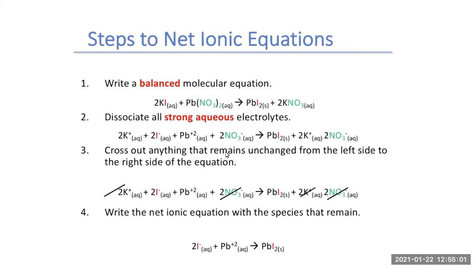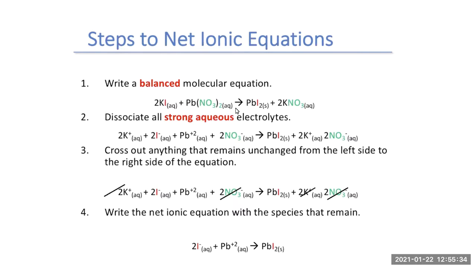Then you cross out the spectator ions, cross out the ones that are the exact same on both sides. Once you cross out the ones that are the exact same on both sides, write whatever is left over. That's how you write the net ionic equation. This way we can tell what actually is reacting together. And so now you should be able to write your net ionic equations as long as you follow these 4 steps. It shouldn't be too bad.